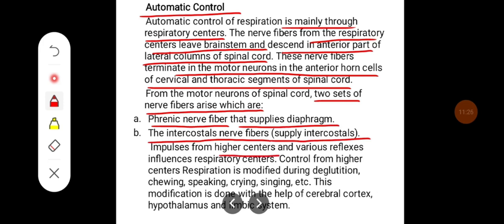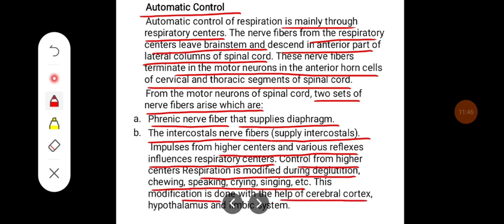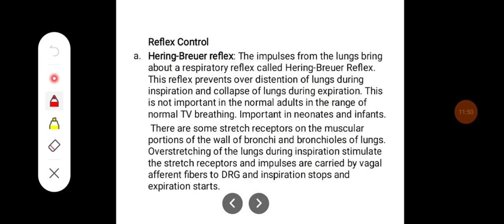Impulses from higher centers and various reflexes influence respiratory centers. Control from higher centers: respiration is modified during deglutition, chewing, speaking, crying, and singing. This modification is done with the help of the cerebral cortex, hypothalamus, and limbic system. Reflex control. Then the Hering-Breuer reflex.